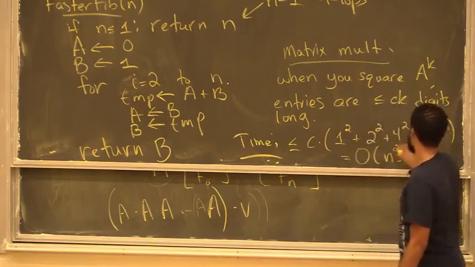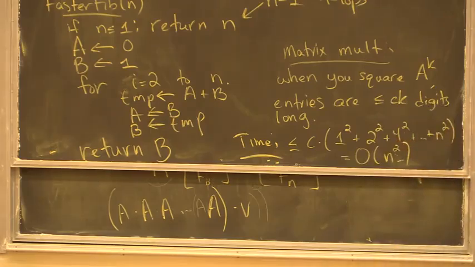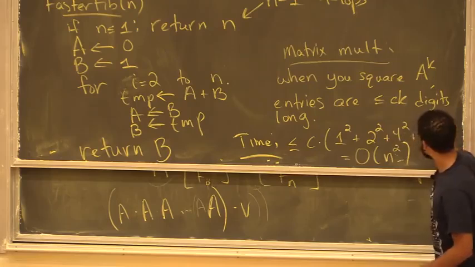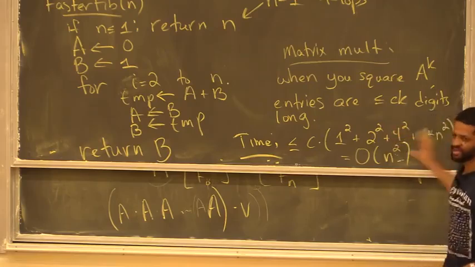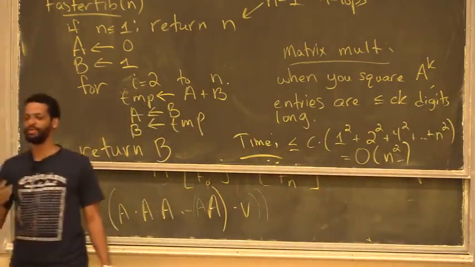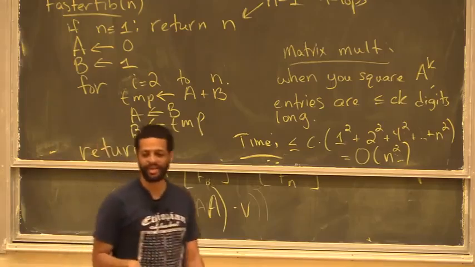I'm not going to prove that right now. But you don't have to pay, even though there are log n terms here, since they're decreasing in size, it's mostly dominated by the last one. So that's why you don't actually pay the log n. That's why you get n squared. But that's if you use the grade school multiplication algorithm.